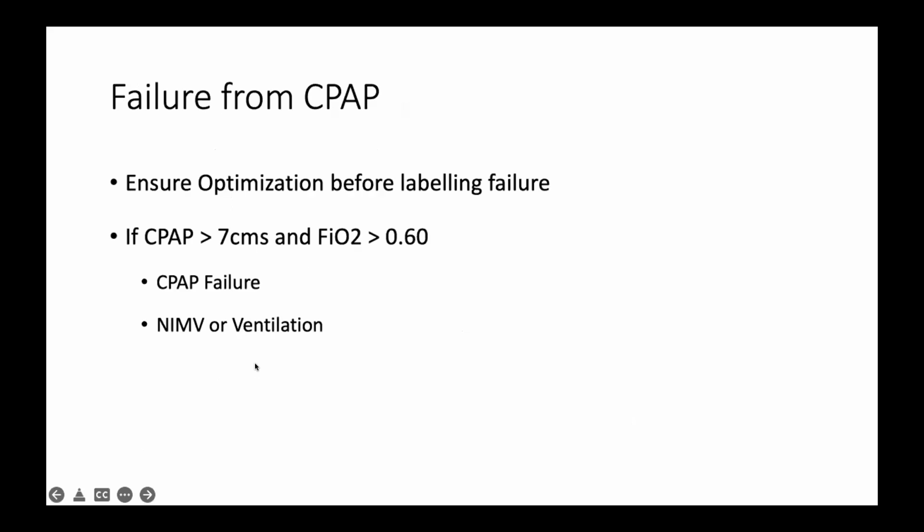Now, when do we say that your CPAP has not worked? You should label the baby as having CPAP failure only when you optimize the delivery of CPAP. And after optimization, if the pressure requirement is more than 7 centimeters, and if the FiO2 requirement is more than 60%, that means he's not able to maintain saturations even on FiO2 above 60%. And if he continues to have retractions on CPAP pressure of 7 or more, then you say the baby has failed CPAP. And then if the baby has failed CPAP, you can go on to nasal IMV or ventilation.